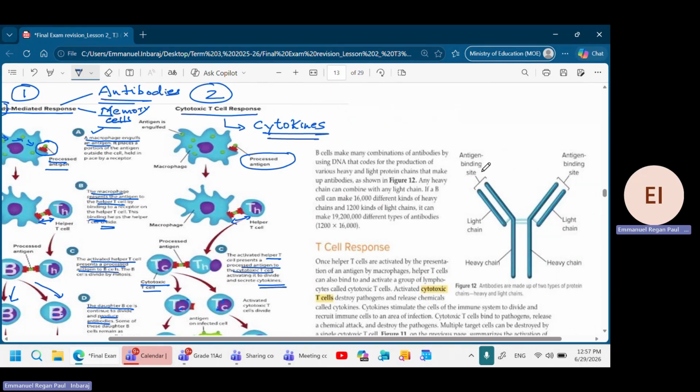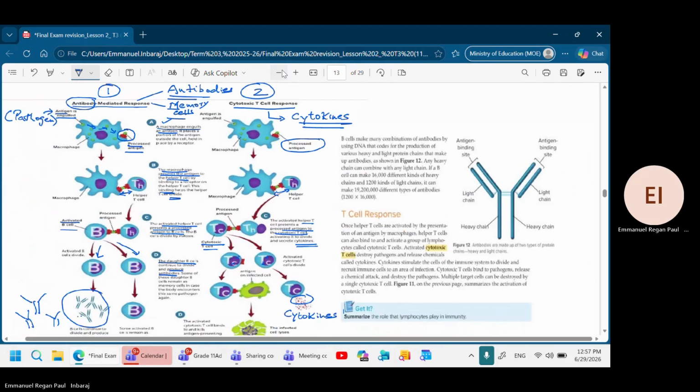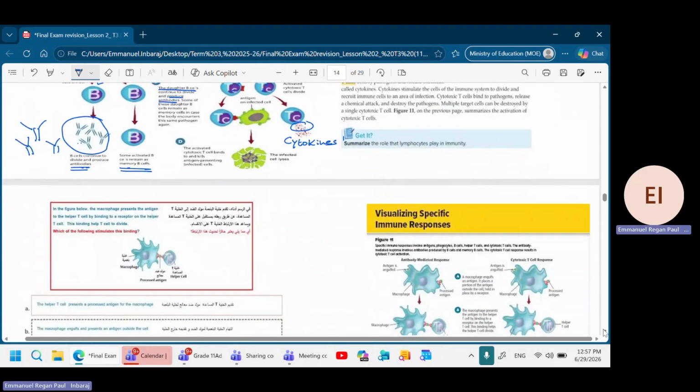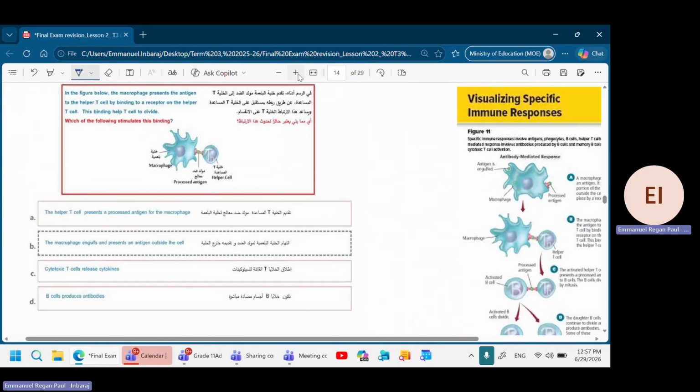Okay, and this is an antibody. This is an antibody, and you can see the parts. There are a lot of parts here. Just understand them and learn them. Okay, now let's move on to some of the questions here. There are a lot of questions on this. Many questions they have asked. So this is very important.